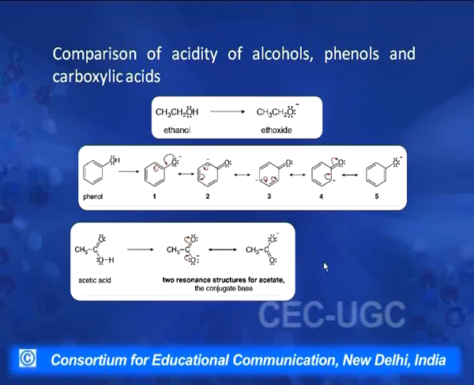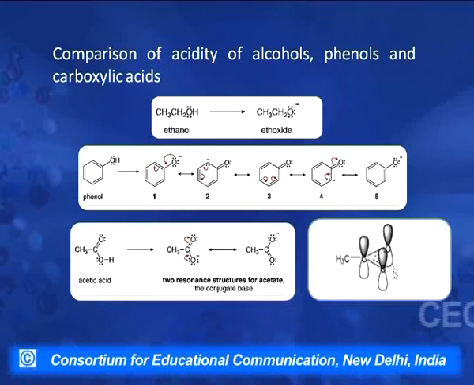This resonating structure can be shown like this. These are the p orbitals of oxygen atoms and carbon, and a pair of electrons is distributed over this like this. So what we find? We say that carboxylate anion obtained from carboxylic acids is even more stable than the phenoxide ion. So carboxylic acids are stronger acids than phenols. So we get a sequence out of these three functional groups. Carboxylic acids are the strongest acids, then phenols, and then alcohols.